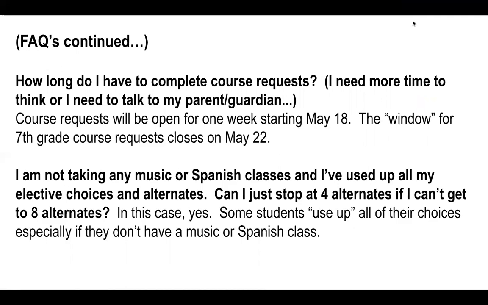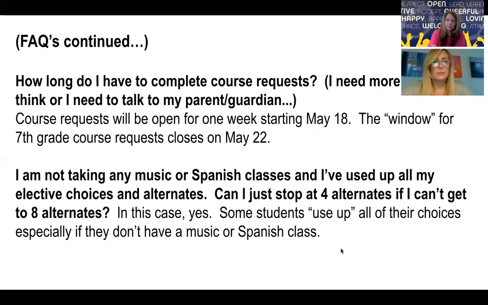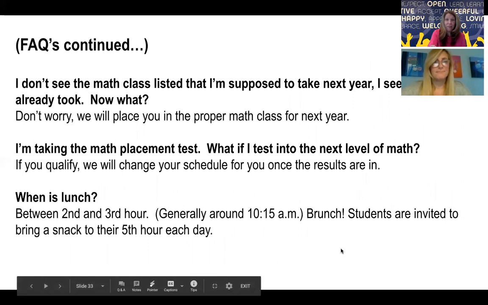You know, I'm not taking any music or Spanish classes. I've used up all of my elective choice and alternates. Can I just stop at 4 alternates if I can't get to 8 alternates? Yep, and I know we've talked about this a lot, right? You're probably thinking, really, they have to ask this again or tell us about this again? And yes, for those people that are not taking music or Spanish, it's okay to stop at a lesser number than 8 for your alternate selection. Great.